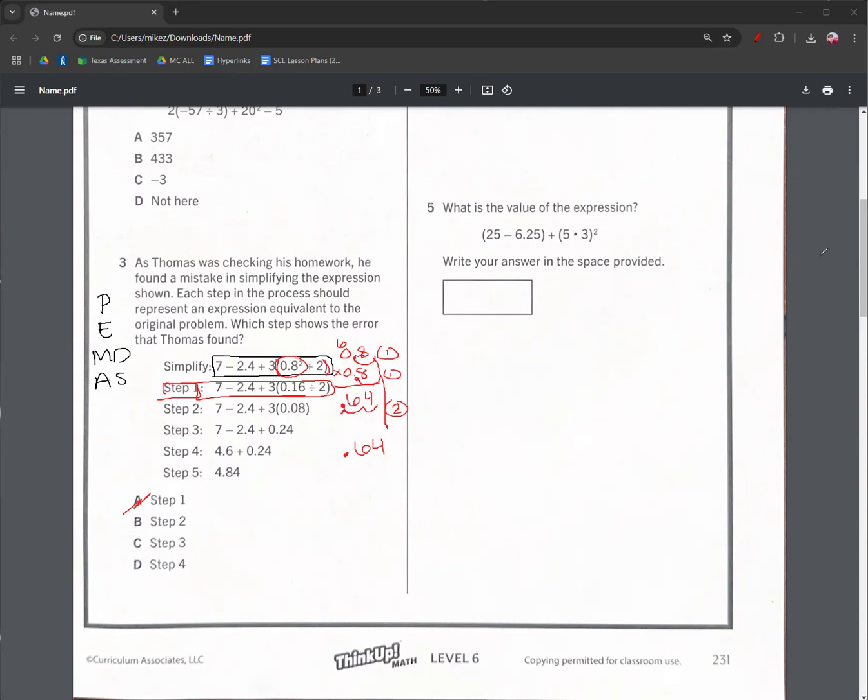Go ahead and write that down. Pause the video. I'm going to go ahead and erase it and move on. Y'all could go ahead and pause it and write anything y'all need to write down.